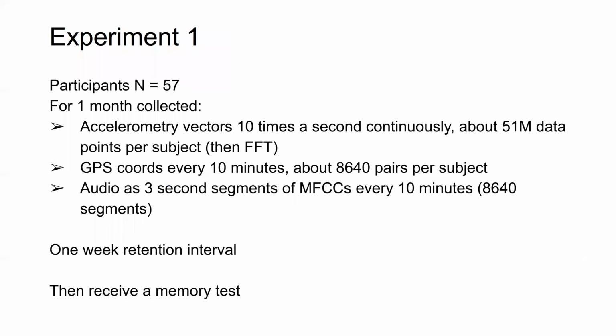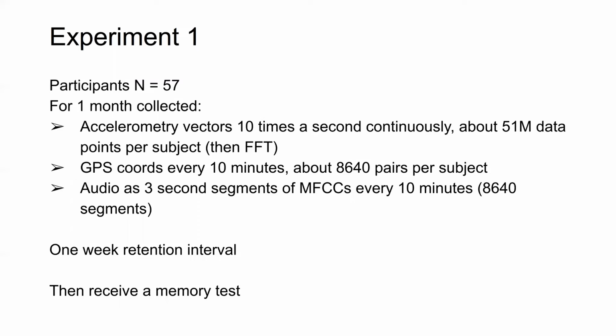In the first experiment, we had subjects go out and collect for a month. We collected accelerometry vectors 10 times a second continuously, which amounted to about 51 million data points per participant. We collected GPS coordinates every 10 minutes, which leads to about 8,640 pairs per subject. And we had audio segments, which were 3-second segments recorded as Mel frequency cepstral coefficients every 10 minutes.